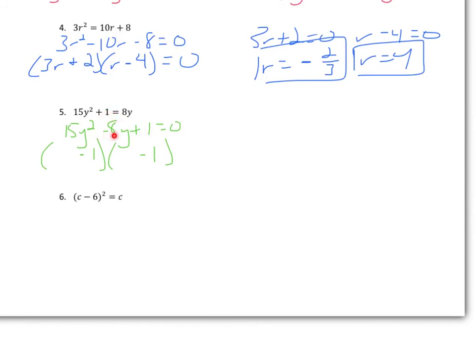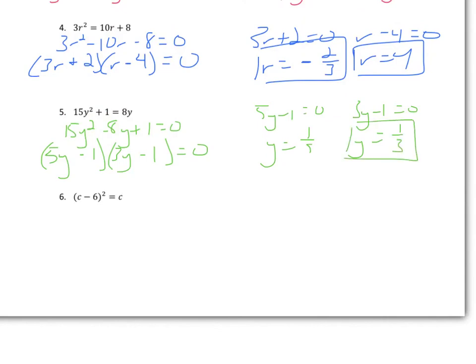Okay. Now think about what factors of 15 are going to add up to -8. Well, you should be able to think about 3 and 5. So we've got 5y and 3y. Okay. Those are our two factors, and set them equal to 0. Okay, and we'll have y equals 1/5 or y equals 1/3. Both are good answers. And finally, last problem here.